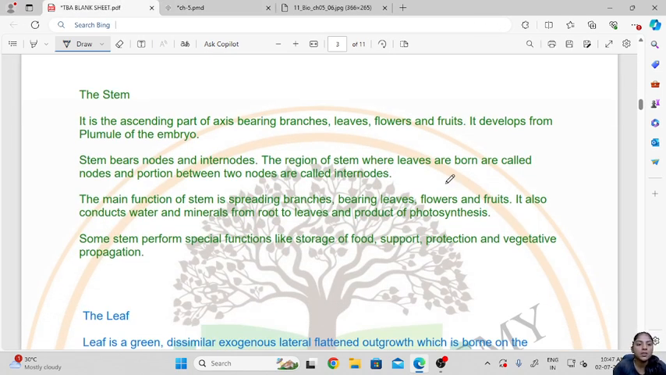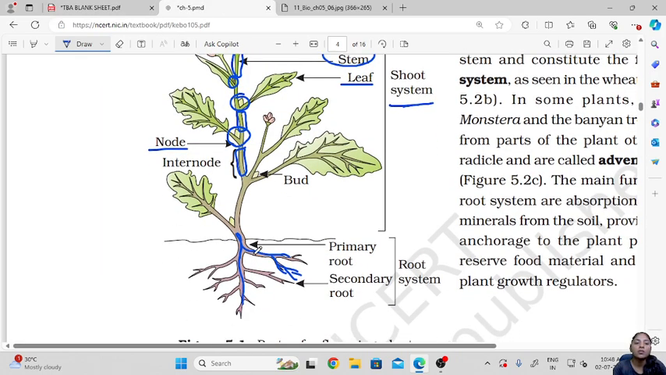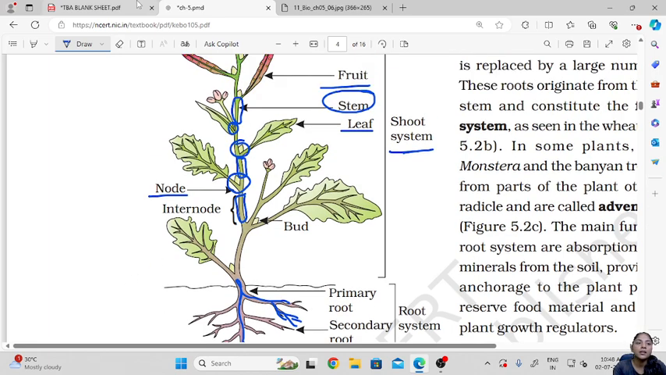The main function of the stem is spreading branches bearing leaves, flowers and fruits. As we have already seen, the main function of the stem is spreading branches bearing leaves, flowers and fruits. It also conducts the water and minerals which are absorbed by the root. The root will absorb the water and minerals and then they will be conducted upwards by the stem.